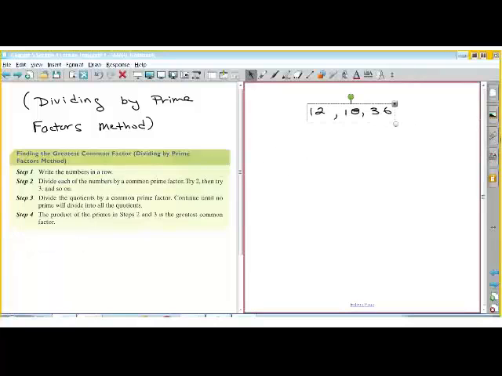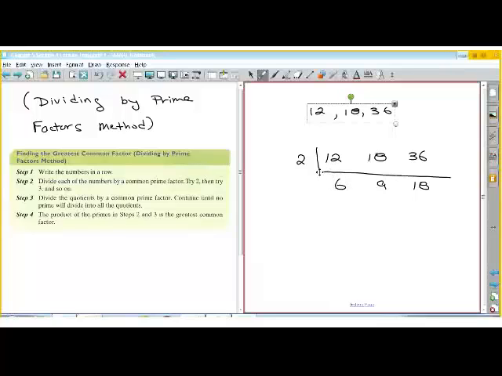So we're going to take these numbers over here, and we'll write them out again. 12, 18, 36. We'll draw one big long bracket. And we start again at 2. And we say, are they all even? And the answer is yes. So I can divide everyone by 2. And then I ask, can I divide by 2 again? The answer is no, because this is odd, so this is not divisible by 2.